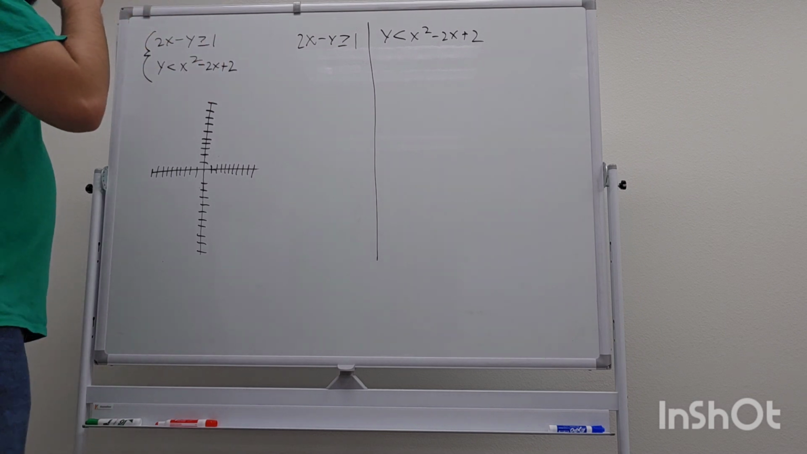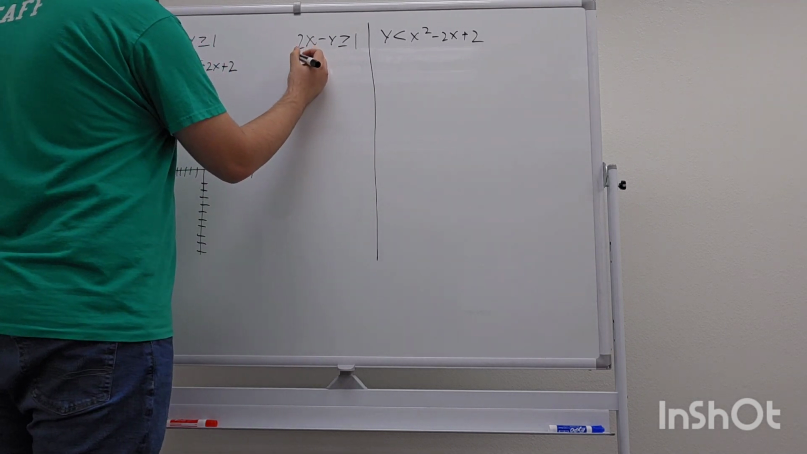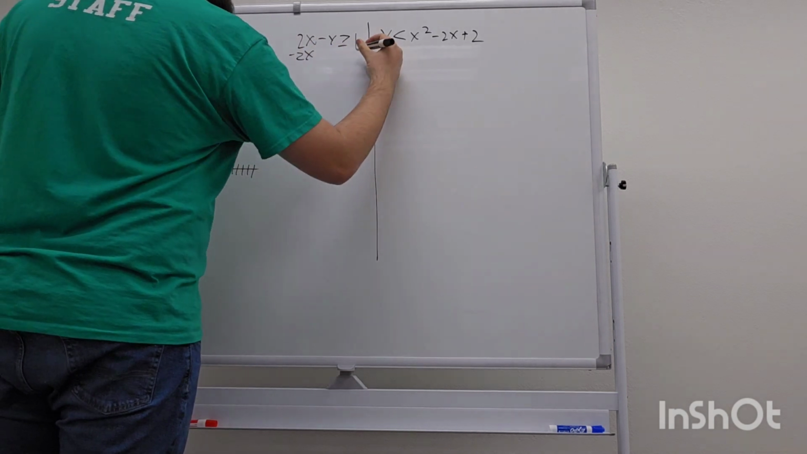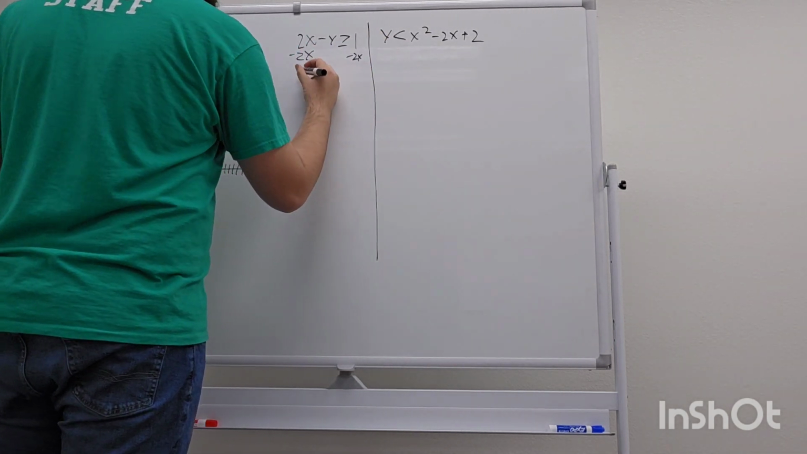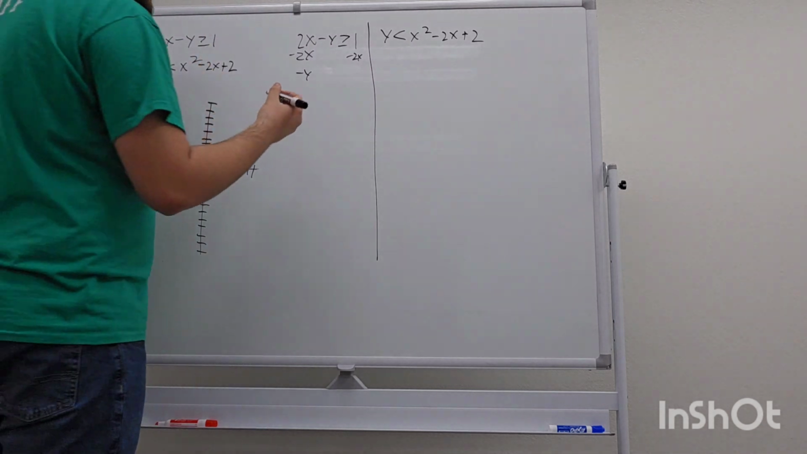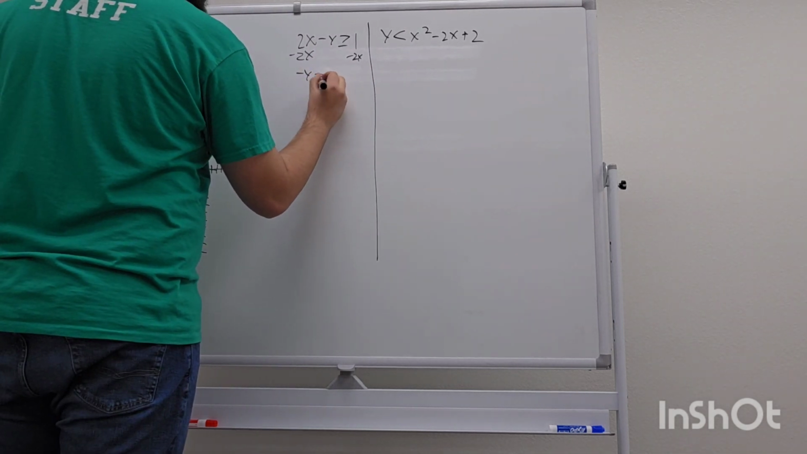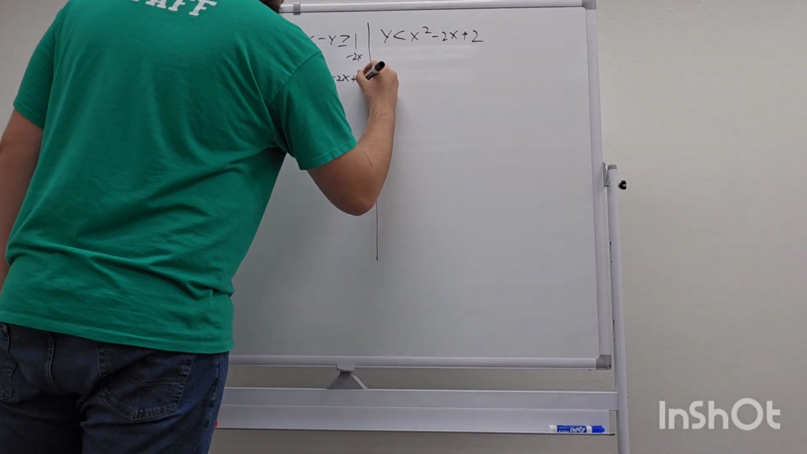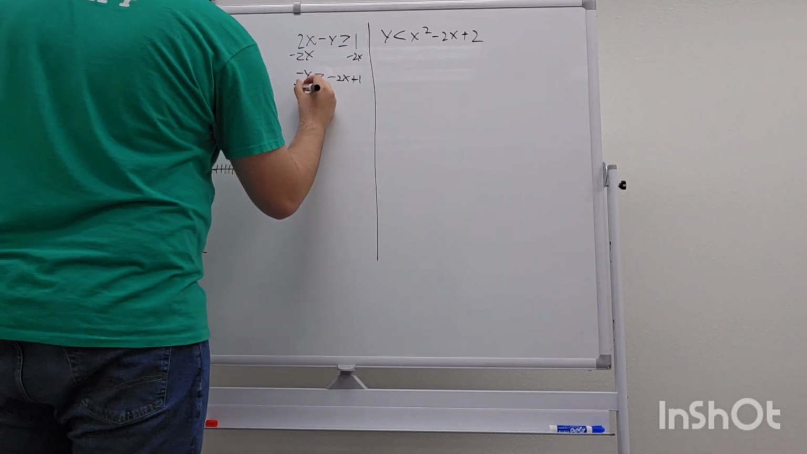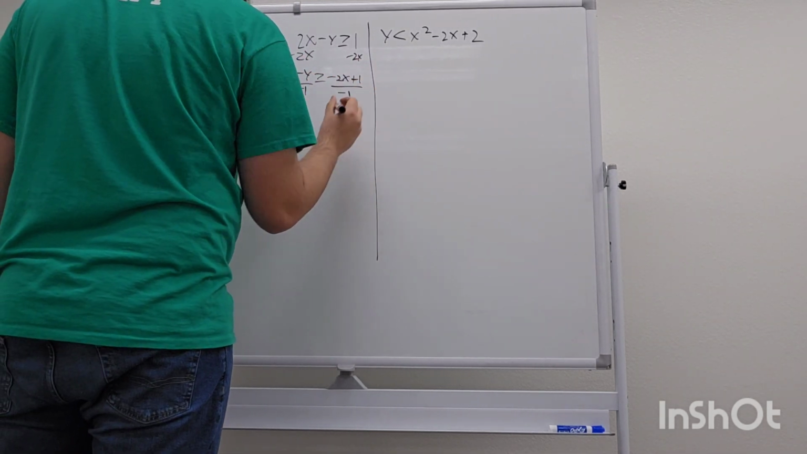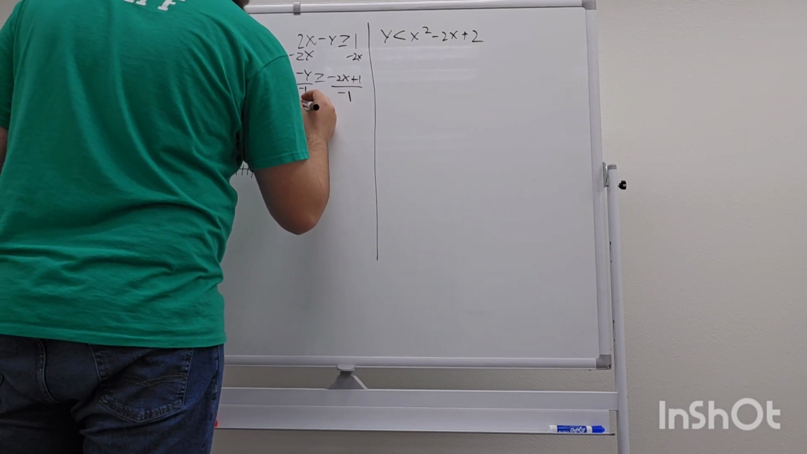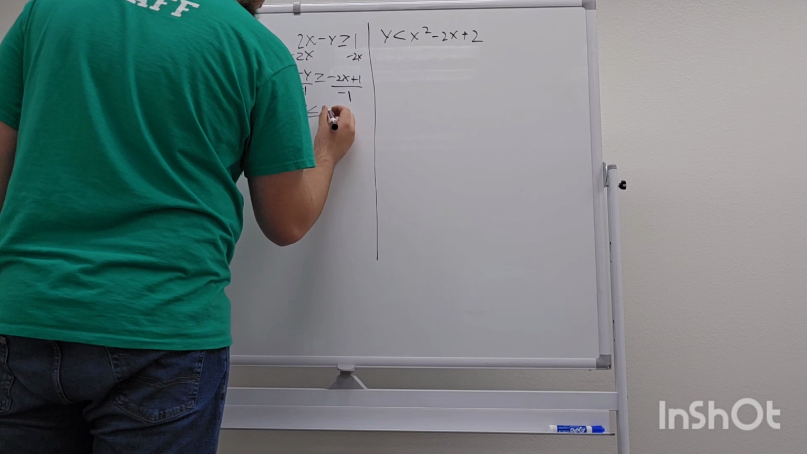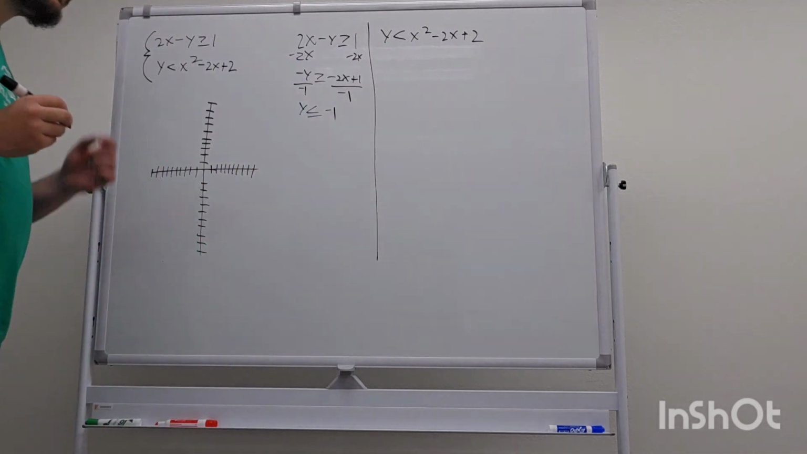Now we want to put this into y equals mx plus b. So we're going to do some reshuffling of the numbers. We're going to subtract 2x from both sides. It leaves us with negative y is greater than or equal to negative 2x plus 1. And then we divide out the negative 1, which leaves us with y is less than or equal to 2x minus 1.